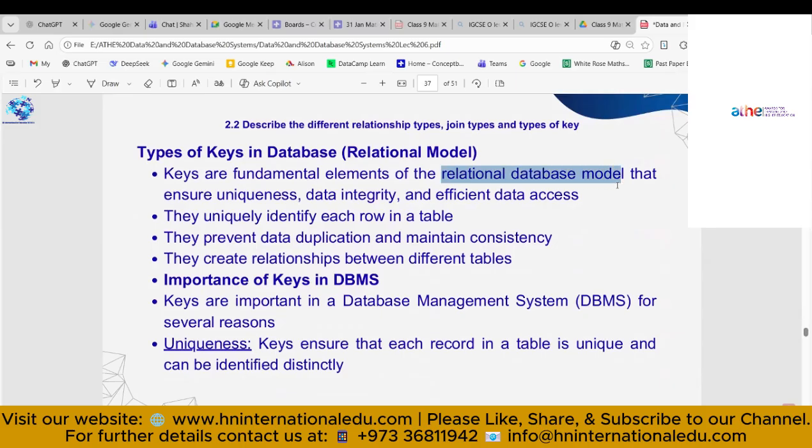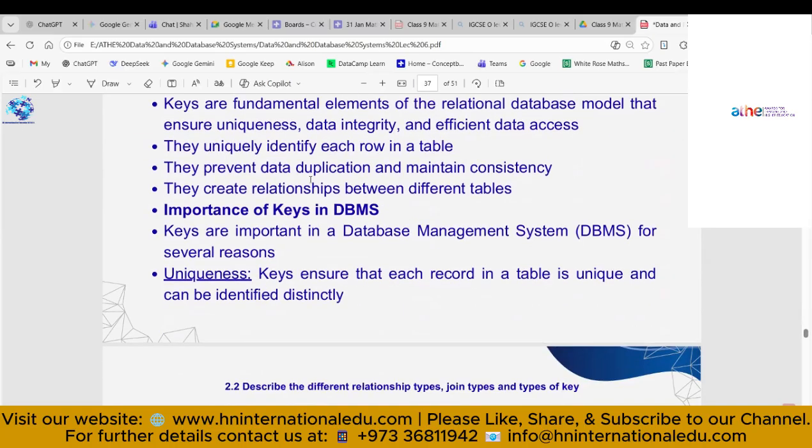And what is a relational database model? It basically contains rows and columns, right? Keys ensure uniqueness, data integrity and efficient data access. They uniquely identify each row in a table. That means each record has a unique identification, like your CNIC, for example. They prevent data duplication and maintain consistency, and they create relationships between different tables.